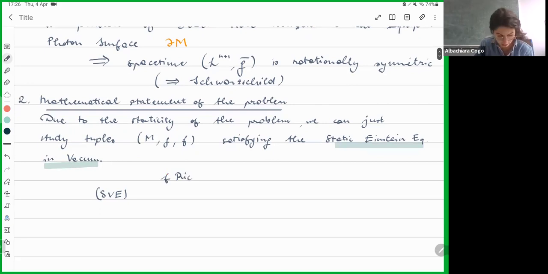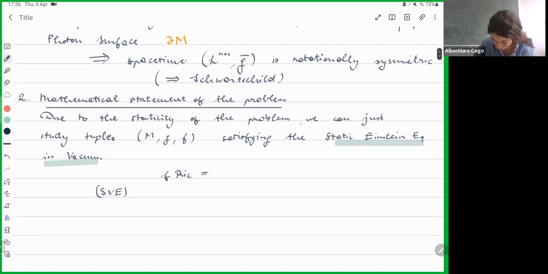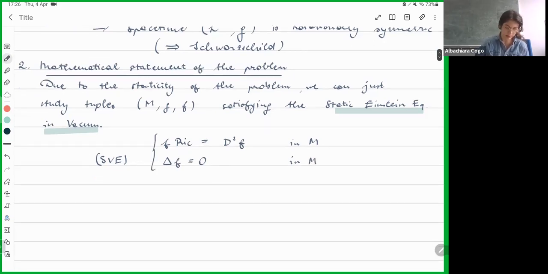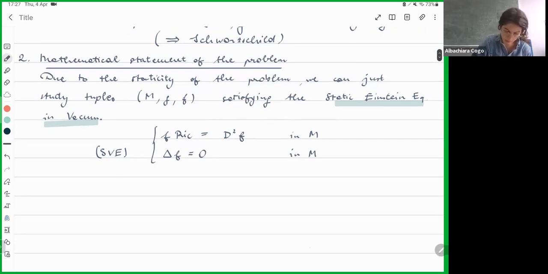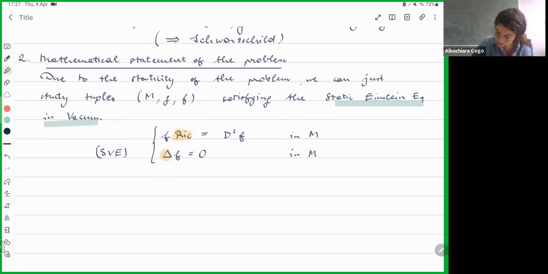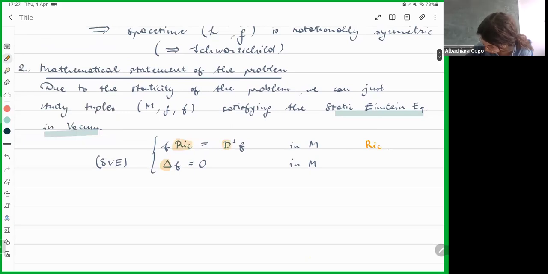So f times Ricci, this is the Ricci of this spatial metric g, is the Hessian of f in M. The Laplacian of f vanishes in M. So these are the static Einstein equations. And of course, as I said, this Ricci, this Laplacian, and this Levi-Civita are the geometric objects related to g, the Riemannian metric g.